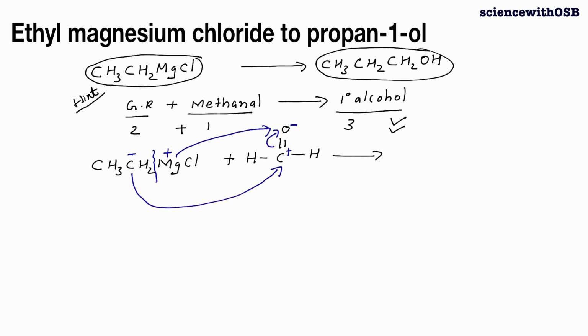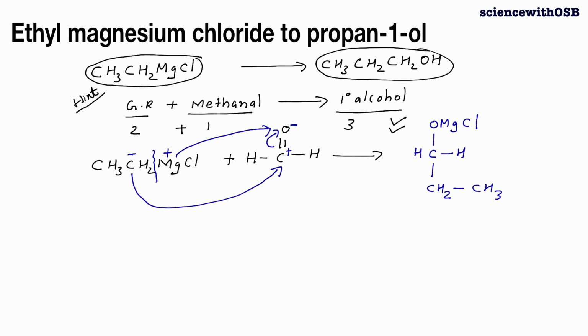And what will you be getting? First I am writing this part. On that carbon, H is there, and it carries a positive charge. Correct? On that carbon, CH2CH3 is coming and attaching. Now on oxygen, O MgCl is attaching. Understood? Now I am writing it in a proper way. CH3CH2CH2OMgCl.